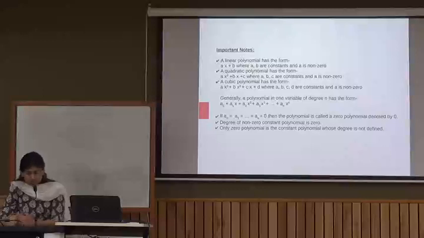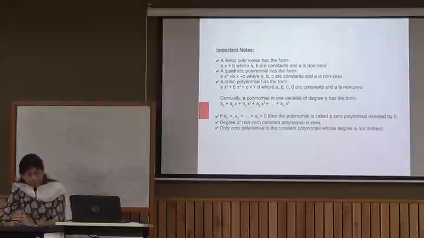Generally, a polynomial in one variable of degree n has the form a0 plus a1x plus a2x square plus a3x cube, and so on, until we get an x power n as the nth term.